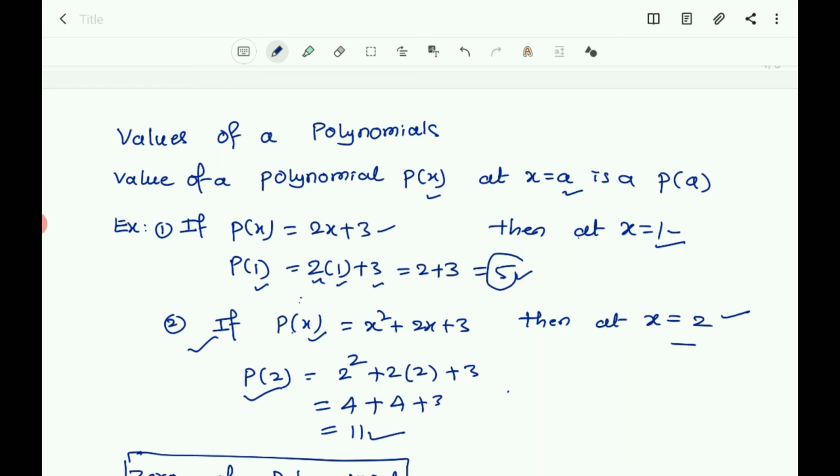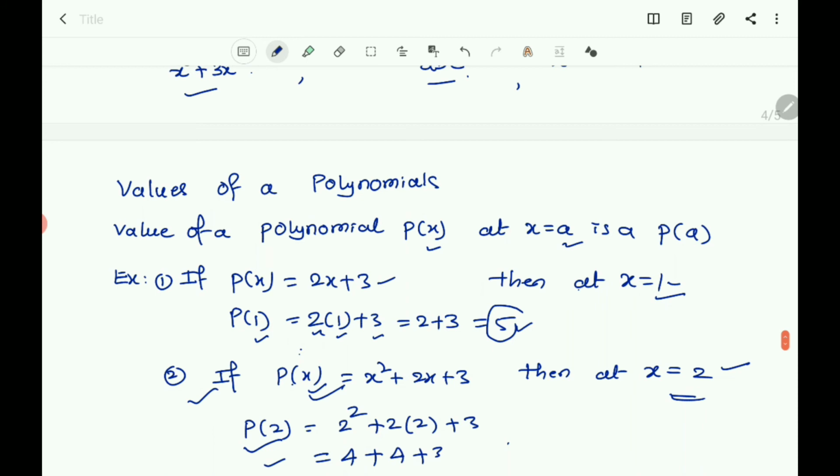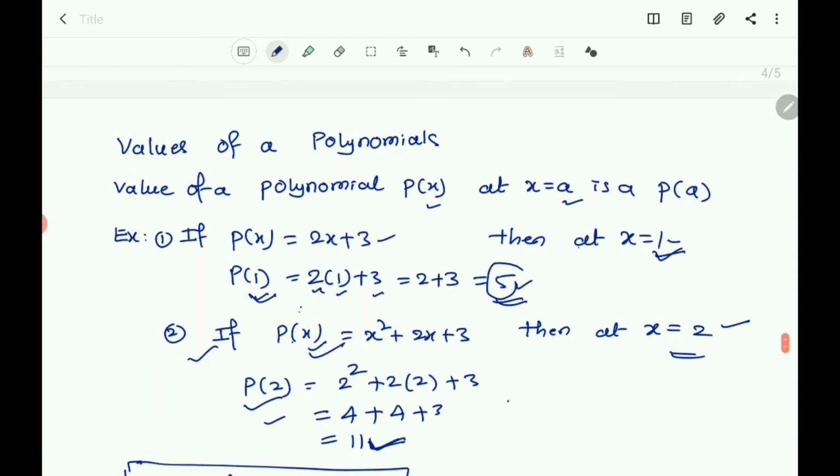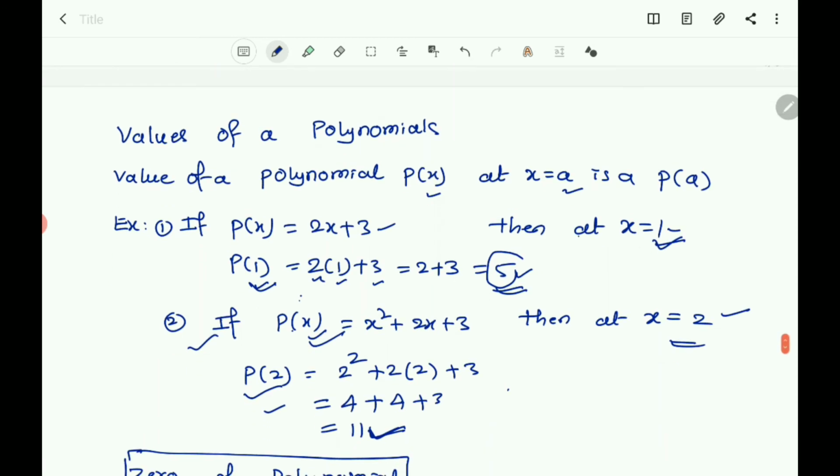If you get p of a, that is the value of the polynomial at x equals a. Here you got p of 2, that is 11. 11 is the value of p of x at x equals 2. And 5 is nothing but p of 1, that is the value of p of x at x equals 1. In this way, at a given value of x, you will get the value of p of x.